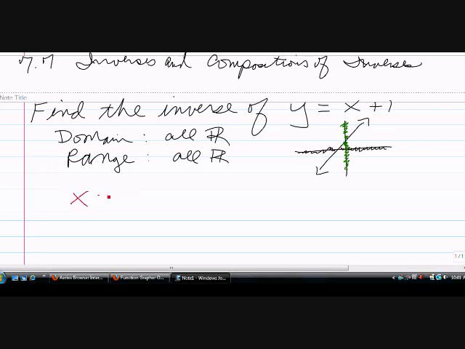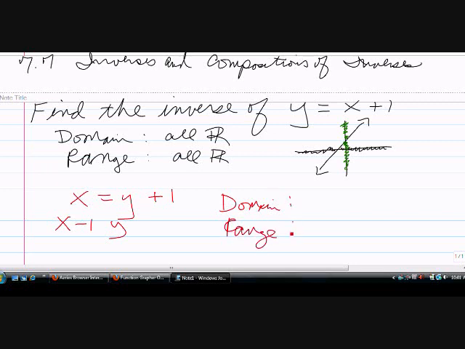All right, so let's find the inverse of this function. The inverse is going to be x is equal to y plus 1. Subtract 1 from both sides, and I get my inverse is y equals x minus 1. I want my domain and range for these two.